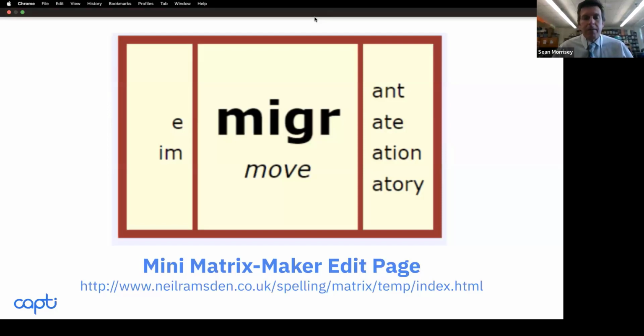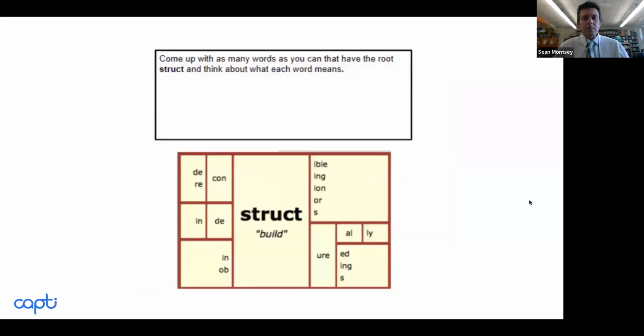It's pretty powerful for sure. Okay, here's another one that I built using the matrix maker, struct, which means to build. And I'll just ask the kids, okay, come up with as many words as you can. What's nice is that for the kids, retrieving information from memory is really important. So those memories of how this works get really embedded in long-term memory.